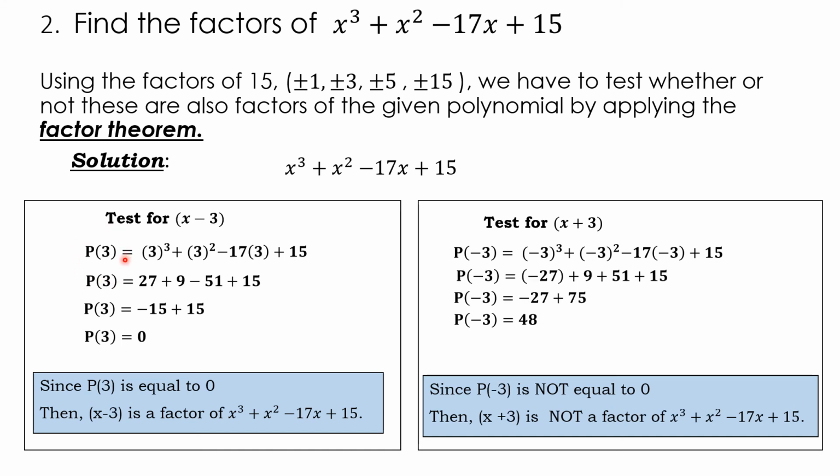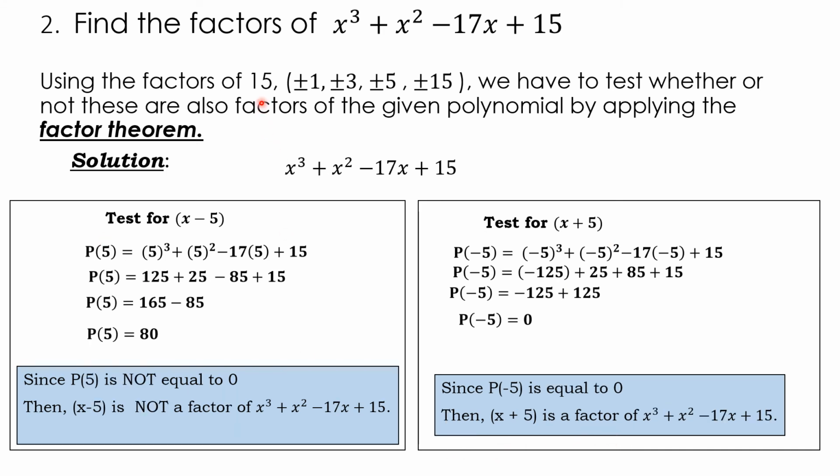Okay, dito trinay yung positive 3. So, yung positive 3, alam naman natin na x minus 3 yan. So, nung trinay yung positive 3, ang naging sagot ay 0. Therefore, x minus 3 is a factor. And then, nung trinay naman yung negative 3, ang naging sagot ay 48. So, therefore, x plus 3 is not a factor. So, next, nung trinay naman yung positive 5, ang naging sagot ay 80. Therefore, x minus 5 is not a factor. Okay, nung trinay naman i-plug in ang negative 5, ang naging sagot ay 0. Therefore, x plus 5 is a factor.